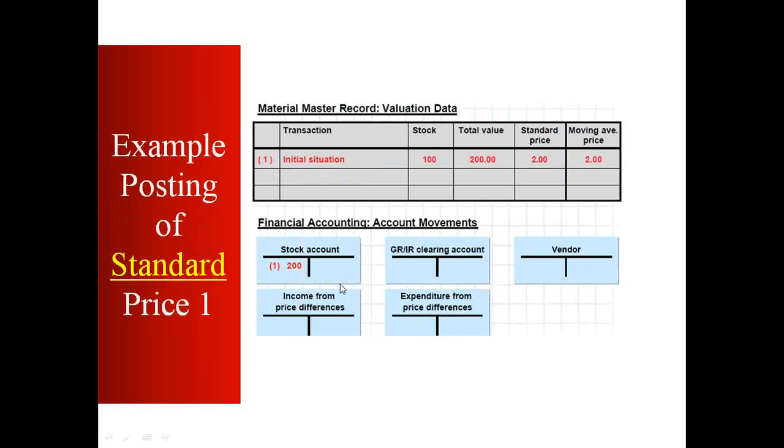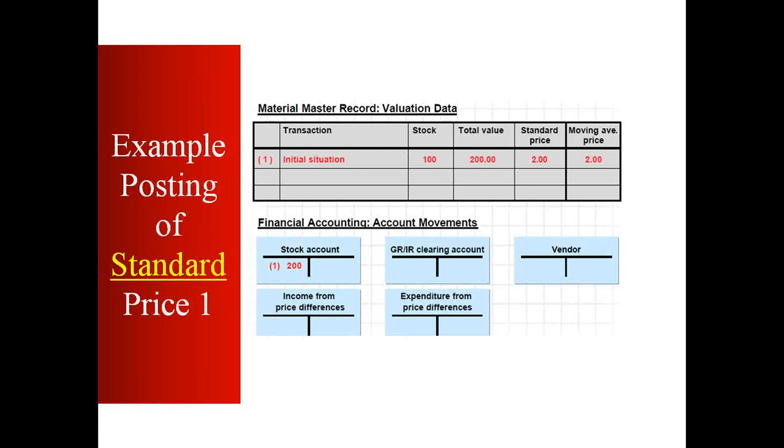So let's see an example of a standard price, which is a constant price. Suppose we have a material with 100 pieces in stock, and the standard price is 200. The price per piece will be 200 divided by 100, which is 2. That's the stock of the material we have, that's the value of the stock.